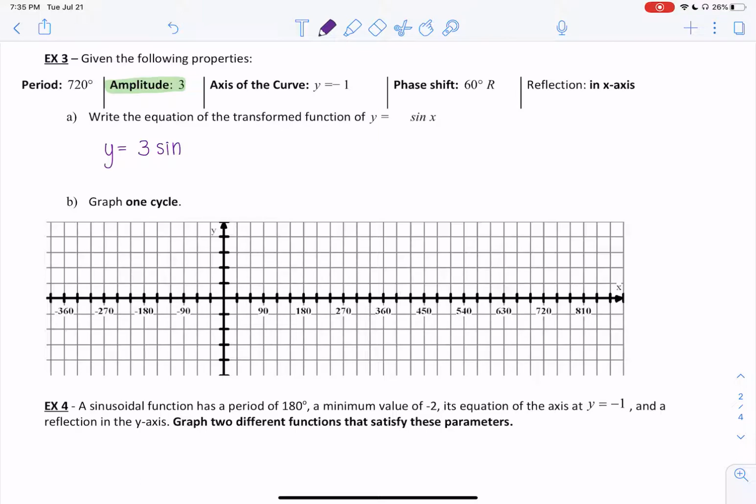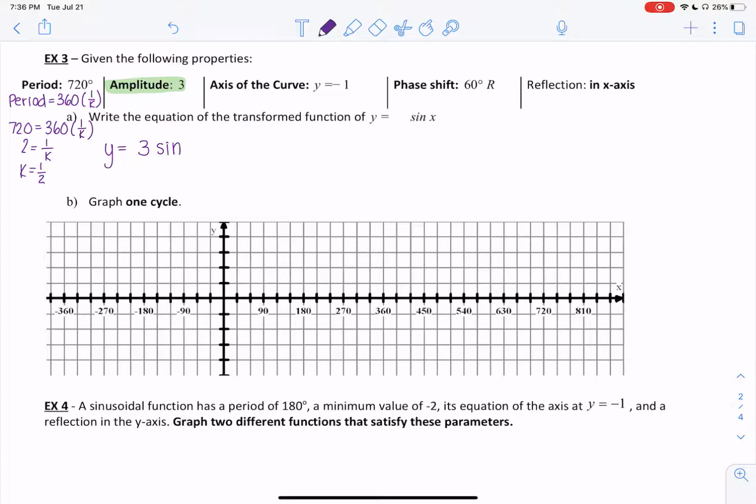Next is the period. So remember that the period is equal to 360 times 1 over k. So we can use that to find our k value when we're given the period. So 720 equals 360 times 1 over k. So 720 divided by 360 gives me 2 equals 1 over k. So that gives me that k equals 1/2.